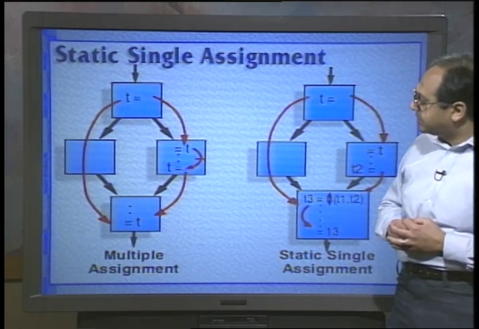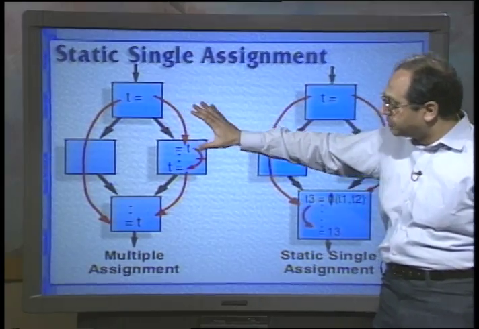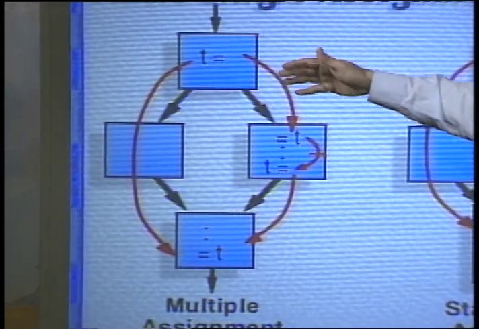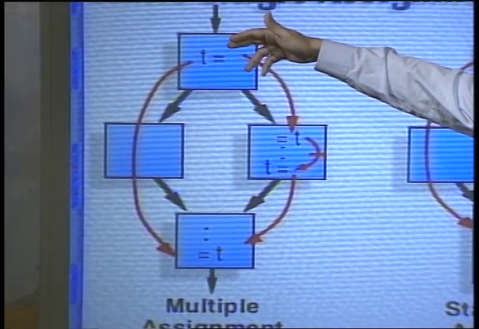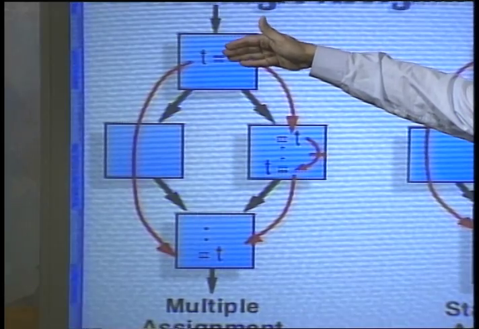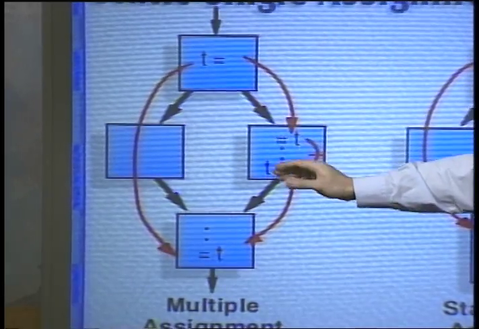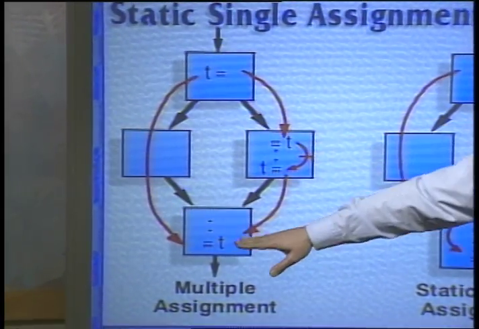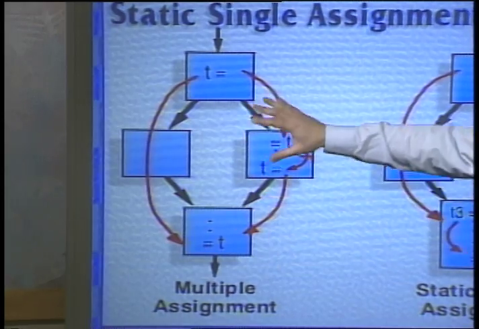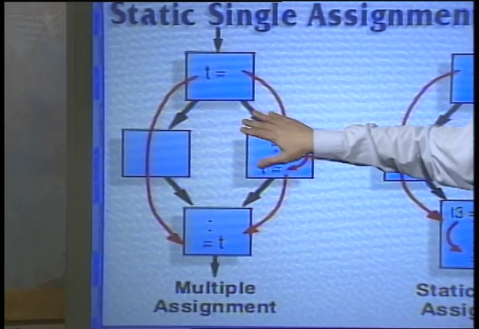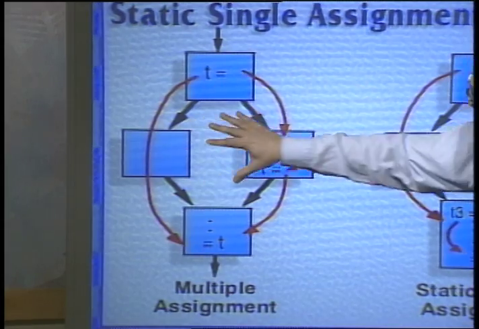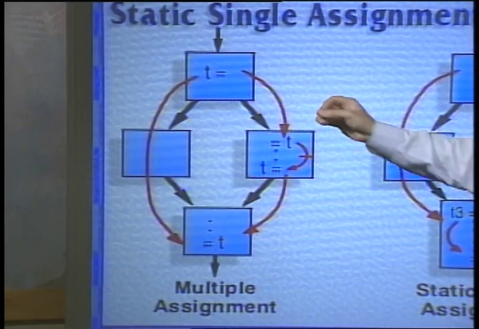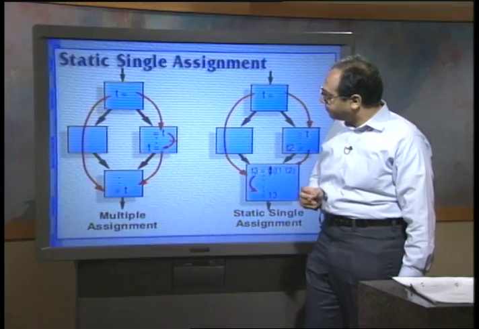And here we look at it in the context of a control flow graph. So we are looking at the global problem of multiple assignment. What we have here is a control flow graph in which the variable t is assigned to twice, once over here and once over here. And in addition, it is used twice, once over here, once over here. Now, in this diagram, the heavy arcs correspond to the flow of control between basic blocks, whereas the red arcs correspond to the dependencies, the data dependencies in the program.